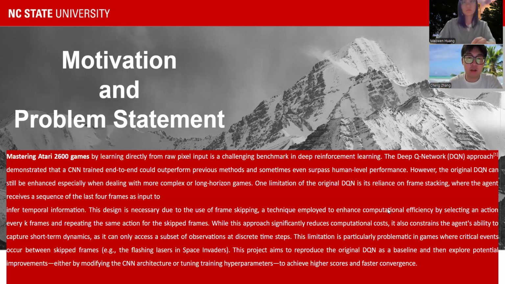One key issue is the use of frame stacking and frame skipping. The agent only sees every K-th frame and stacks the last four to understand motion. This saves computation, but it also means the agent might miss fast events like flashing lasers in Space Invaders and fail to react in time.